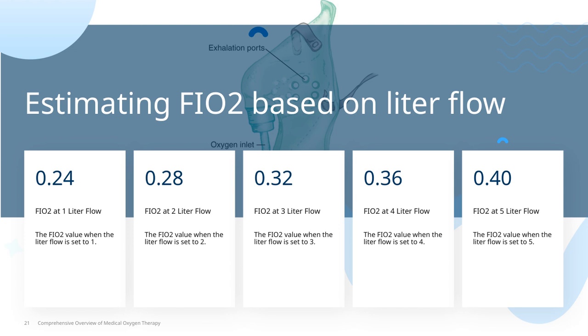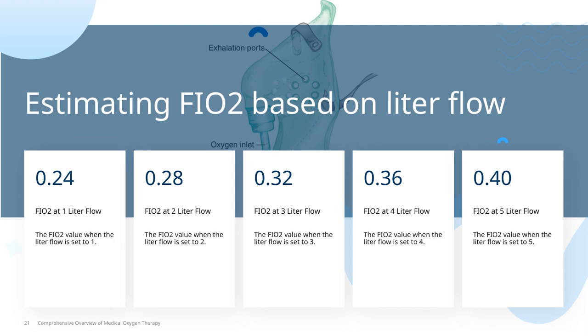At 3 liters per minute, it's roughly 0.32, and at 2 liters per minute, about 0.24. Finally, at 1 liter per minute, the FiO2 is lower, around 0.24 as well. This pattern shows us that as we increase the flow rate, the inspired oxygen concentration also increases. Conversely, lower flow rates tend to deliver a lower FiO2.